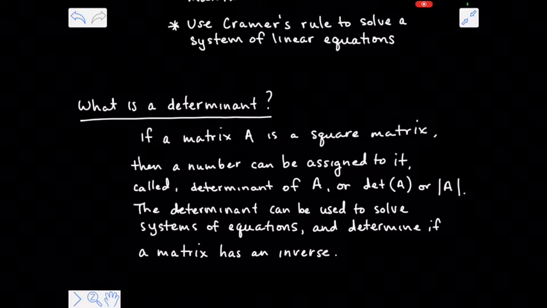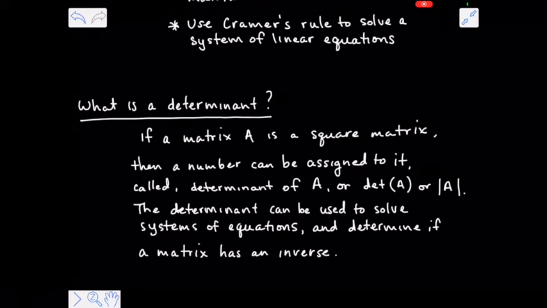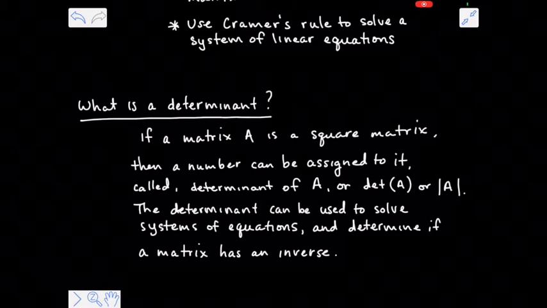There are also other things to be done with a determinant that we're not going to learn yet, or we're not going to learn at all in Math 1050. You learn them in physics and other disciplines. So for our intent and purpose, we're going to use it to determine if a matrix has an inverse and use it in Cramer's rule to solve a system of equations.